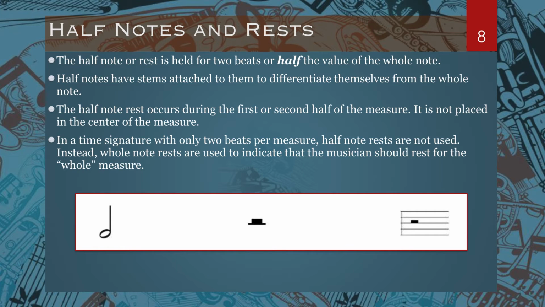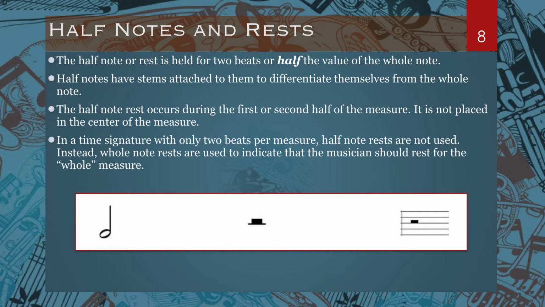The half note rest occurs during the first or second half of the measure. It depends on whether you want the rest in the first half or the second half, on beat 1 and 2 or 3 and 4. It is not placed in the center of the measure. In a time signature with only 2 beats per measure, half note rests are not used. Instead, whole note rests are used to indicate that the musician should rest for the whole measure.